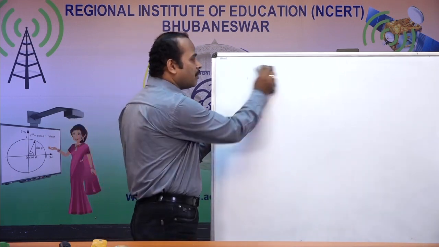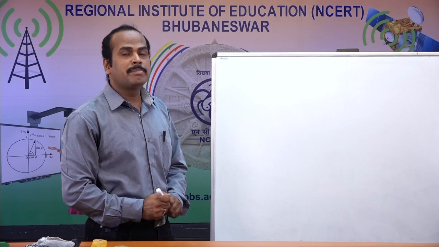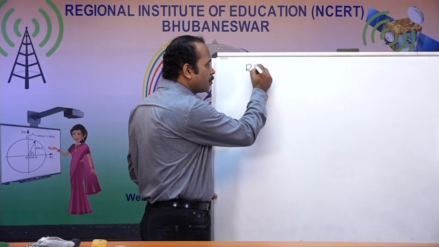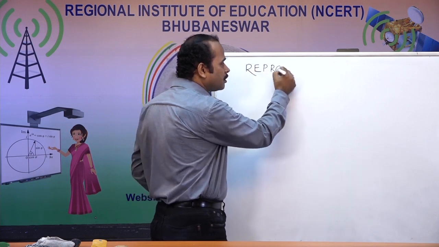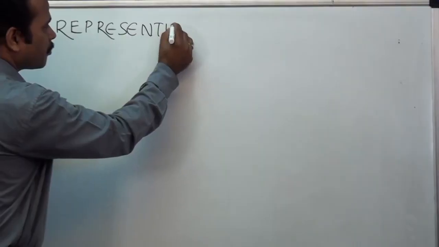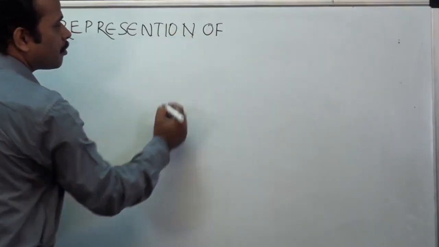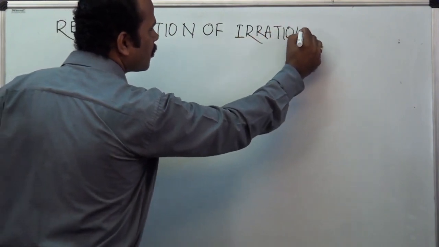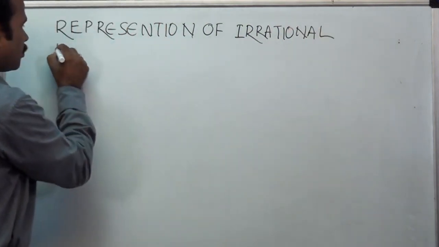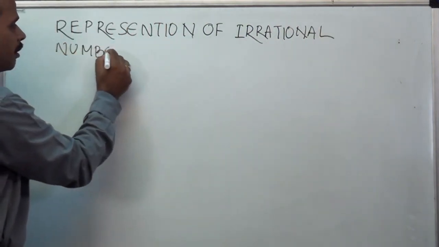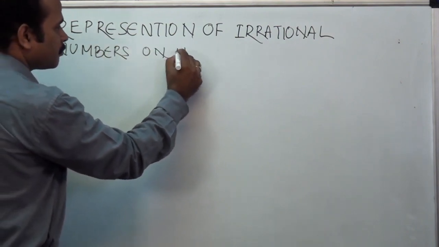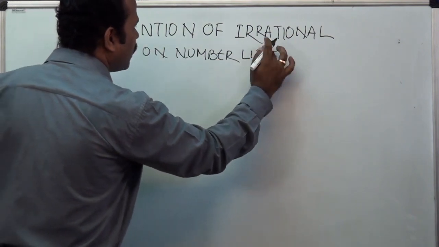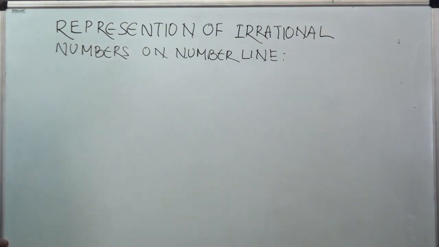I will select a number, let us take root 2. So how to represent root 2 on the number line, let me find. So representation of irrational numbers on number line. I have taken here the example as root 2. So how will I do it now?